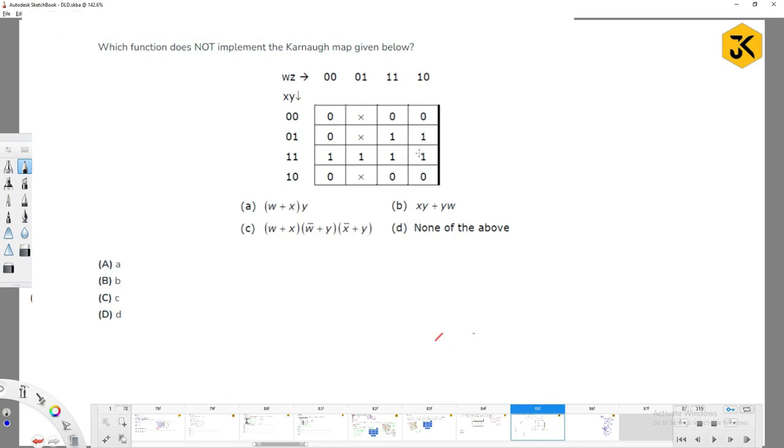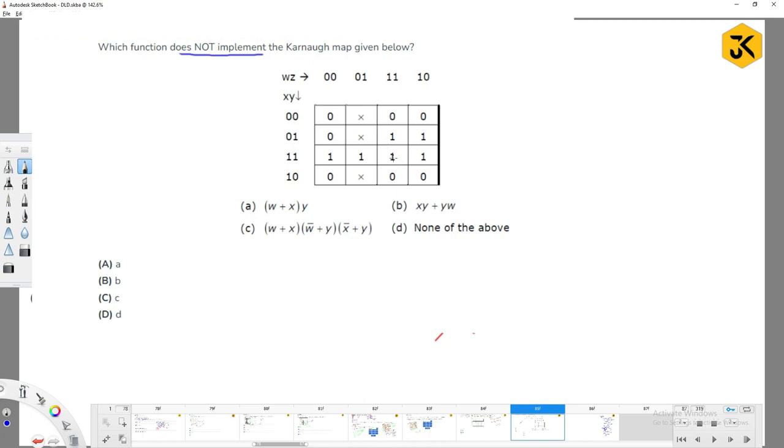Here we need to find the function which is not implementing with this K-map, right? So what you can do, guys, here basically they have given in the form of sum of the products as well as product of the sums, right?